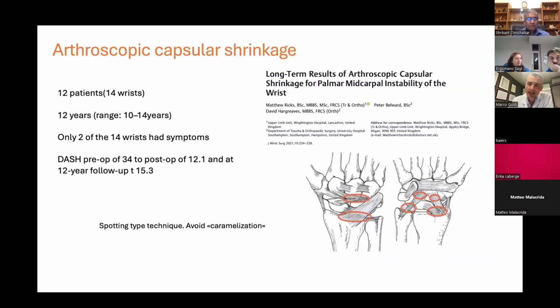Of course, in this technique, there are some critics, because if we are thinking about mechanoreceptors in the ligaments, and if we are burning them just to make some shortening, we are always playing against the proprioception.